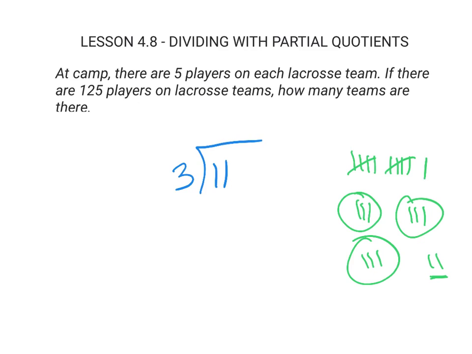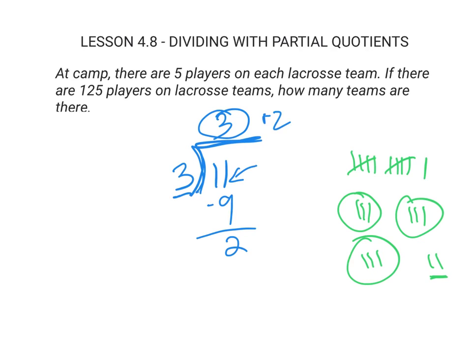What would that look like in division? Well, how many groups of 3 do I have in 11? Or a better way, 3 times what gives me 11, or gets me close to it, right? Well, 3 times 3 is 9. And then 11 minus 9 is 2, and I have my remainder of 2.